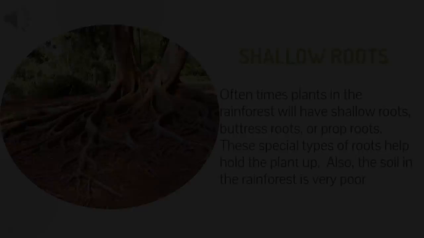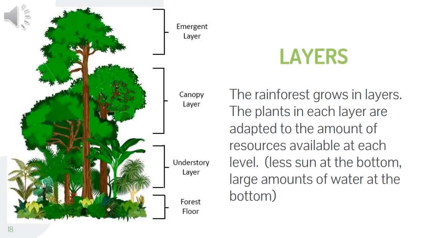So the last plant adaptation that I want to talk about for the rainforest is the fact that the rainforest grows in layers. And the plants that are in each layer are adapted to the amount of resources available. Specifically, we're talking about the amount of sun or the amount of water that they would be dealing with. So at the very top, emerging out of all of the other trees, you have the emergent layer. The top layer of trees that's pretty much like a covering is called the canopy layer. Underneath that, we have the understory, and then we have the forest floor.